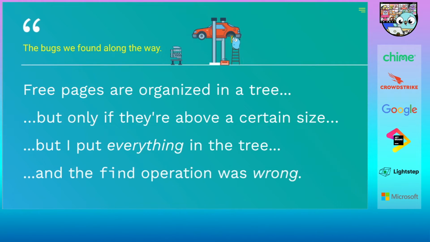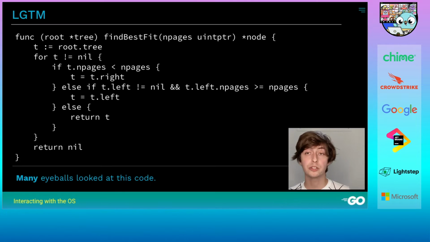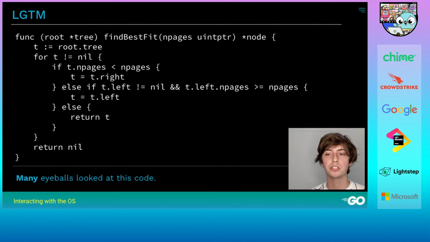But there was a bigger problem. It turns out that the find operation to get this best fit, to get specifically the smallest free space that would satisfy the allocation, was just wrong. And so here's a paraphrased version of the code. Don't spend too much time on it. Don't try to understand it. I just want to illustrate how, if you know anything about trees, this just kind of looks right.